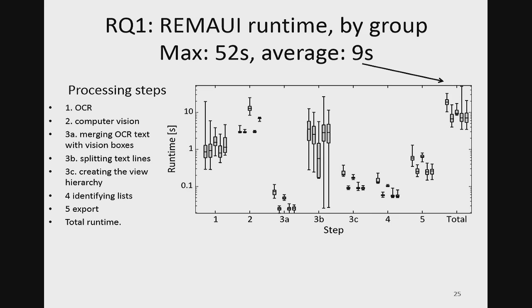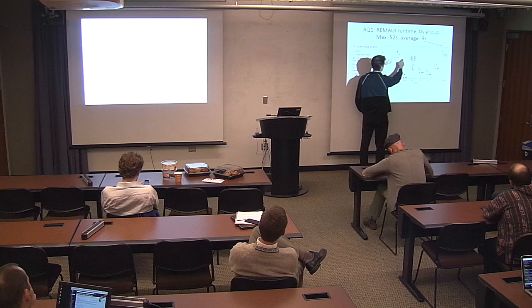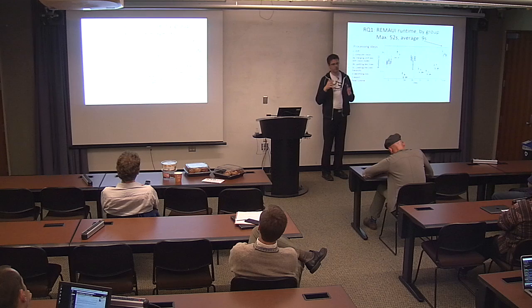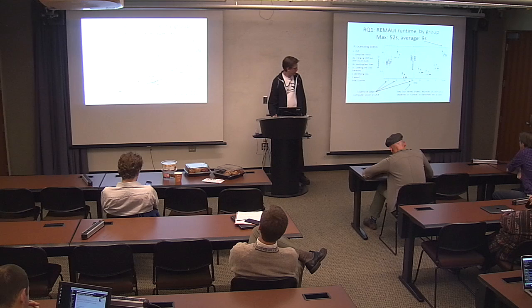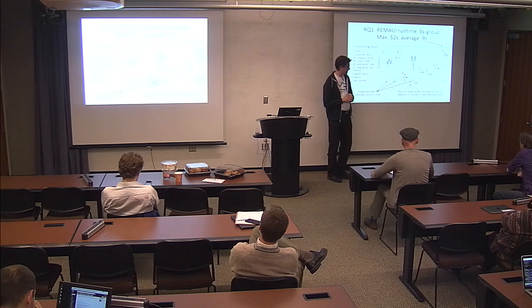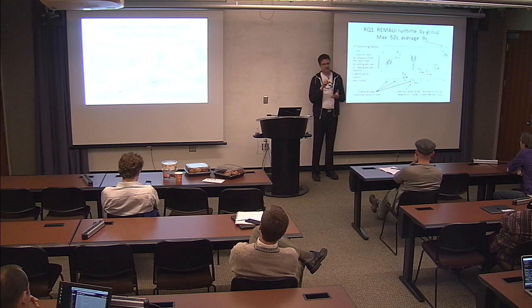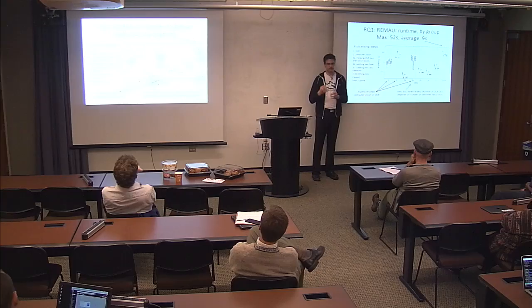So what we see here is that a few steps take a lot of the time. This one, those, and this one. That's because in those steps, we run external tools, OpenCV and Tesseract, the OCR and computer vision tools. This step has a big variety because in this step we run OCR again on identified lines. So it depends on the number of lines in a screenshot how often we run OCR. That's why you get the big variety here.